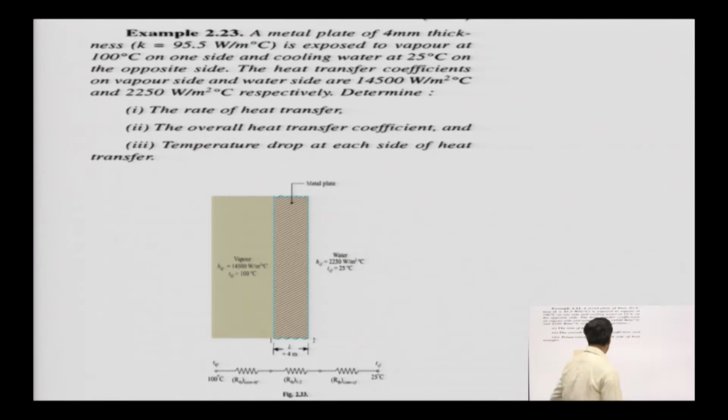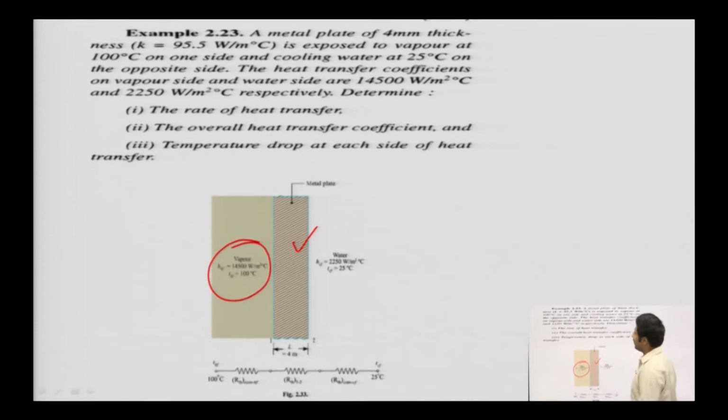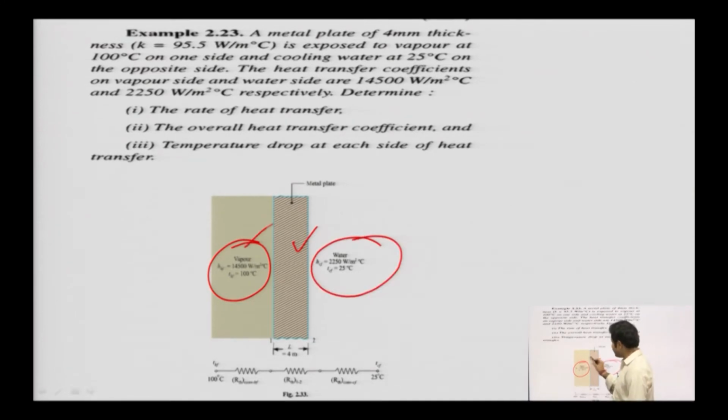Here it is vapor. What's there is a metallic plate of 4 mm thickness, exposed to vapor at 100 degrees Celsius. This vapor is open and is the ambient to this wall. The other side is water, so one side is vapor and the next side is water, with cooling water at 25 degrees Celsius on the opposite side.